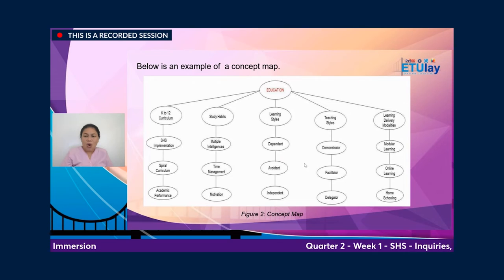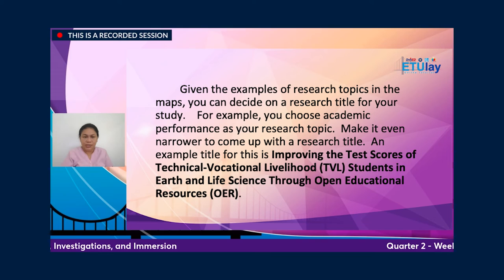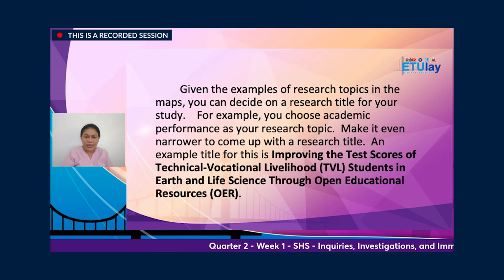Okay, so given the examples of research topics in the maps, you can decide on the research title for your study. For example, you choose academic performance as your research topic. Make it even narrower to come up with a research title. An example for this is improving the test scores of technical vocational livelihood or TVL students in earth and life science through open educational resources or the OER.